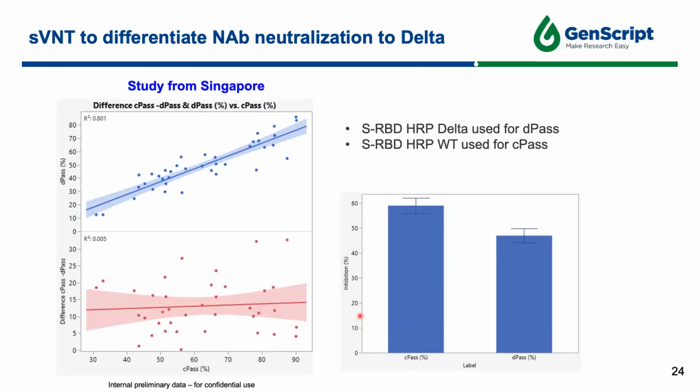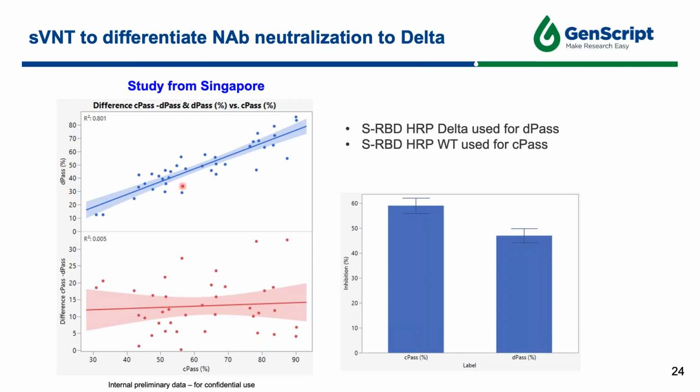When the Delta variant became the prevalent variant of concern for the last few months in Singapore, we also performed an internal study to investigate the difference between neutralization against the wild type and the Delta variant. So cPass stands for the COVID pass, and dPass stands for the Delta version of the COVID pass.